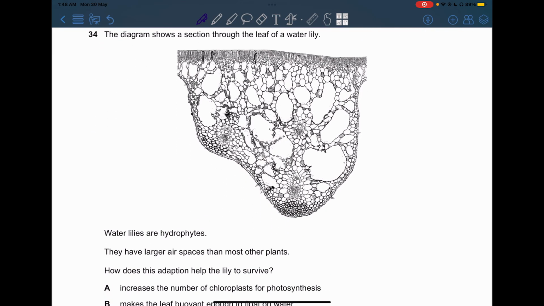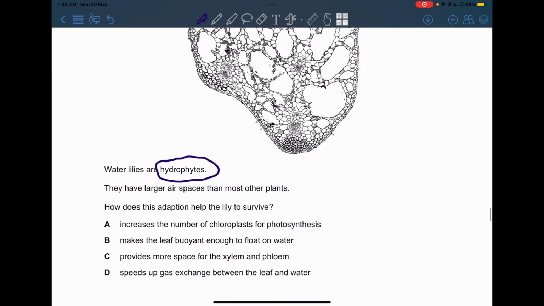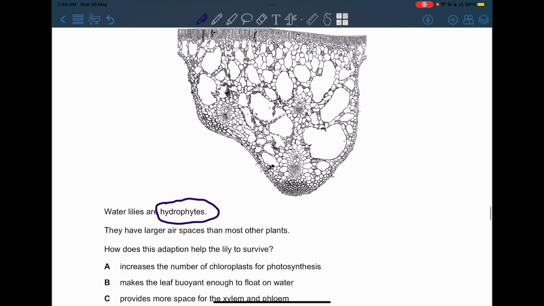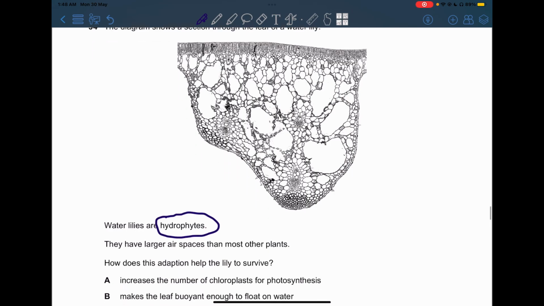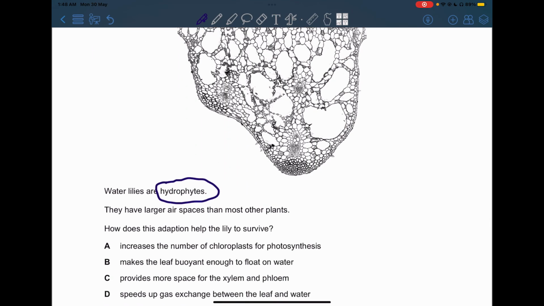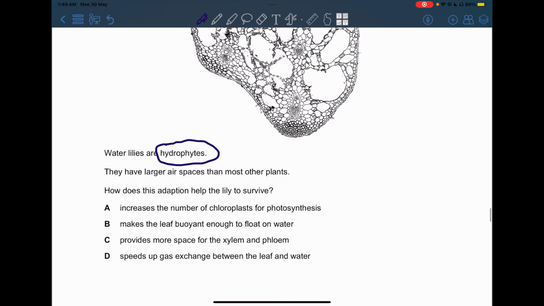The diagram shows a section through the leaf of a water lily. Water lilies are hydrophytes, so this is the most important thing we have to know. They have larger air spaces than most of the other plants. How does this adaptation help the lily to survive? Now, it has larger air spaces, which means it helps with buoyancy and helps it to float. As we took in the hydrophyte adaptations, when it has air spaces, it will help it to float on the water.